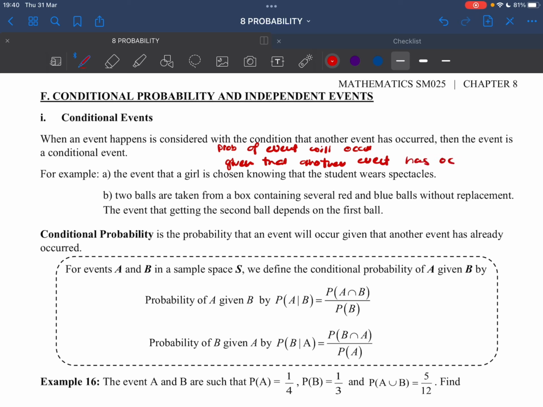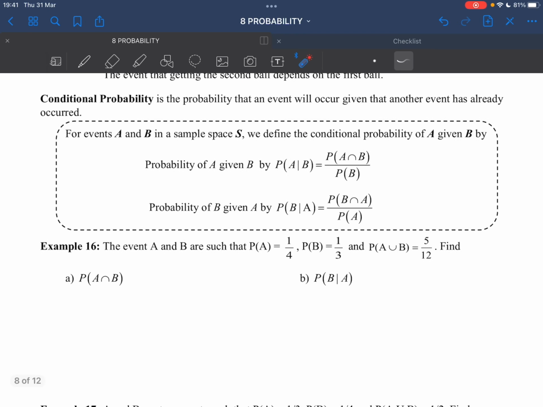Some of the keywords for this conditional event: how are we going to know that we are going to find conditional probability? Some of the keywords are knowing that, or sometimes the question says if, or sometimes the question says given that. Those are the keywords to know that we are going to find the conditional probability. These are examples of a conditional event: the event that a girl is chosen knowing that the student wears spectacles.